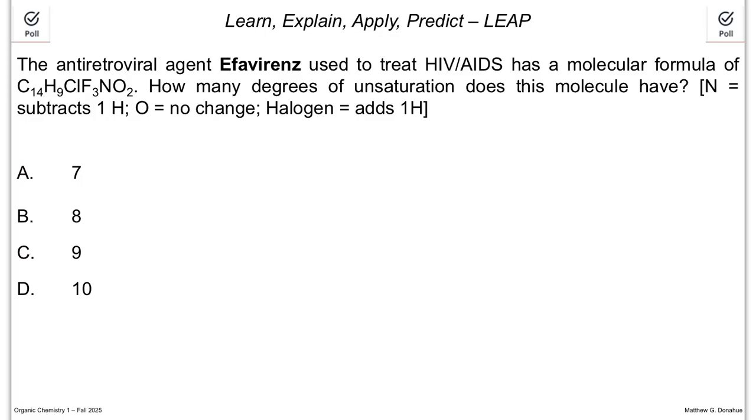So here's another example. See if you can modify the given to see how the different heteroatoms affect the hydrogen count, and then ultimately what the degrees of unsaturation are.